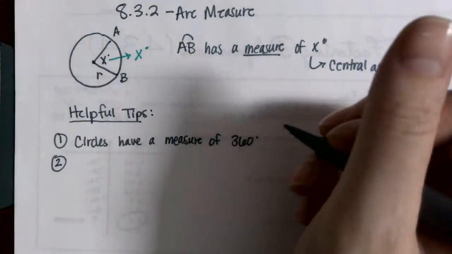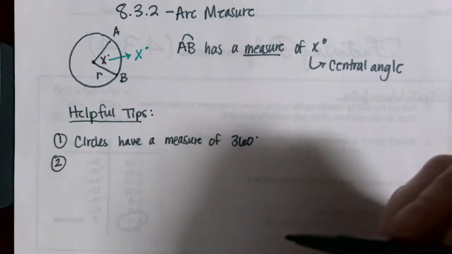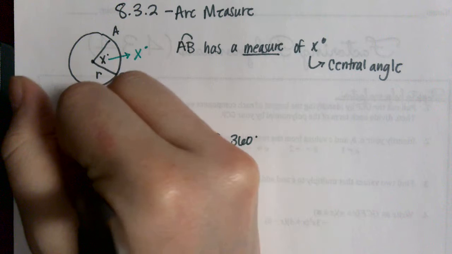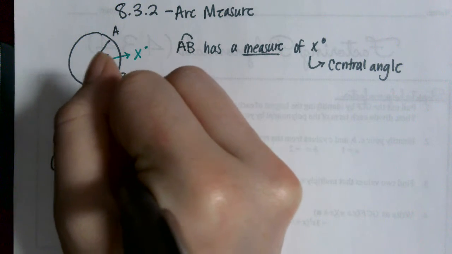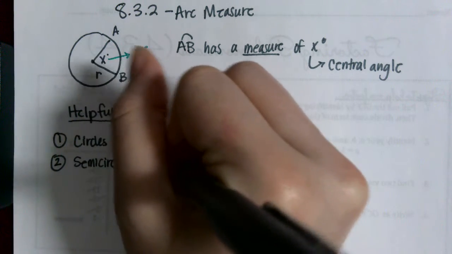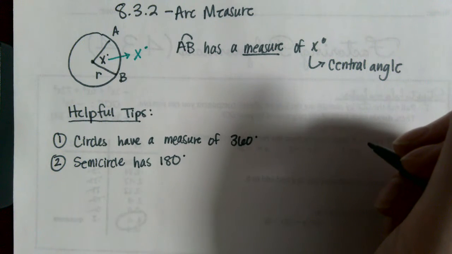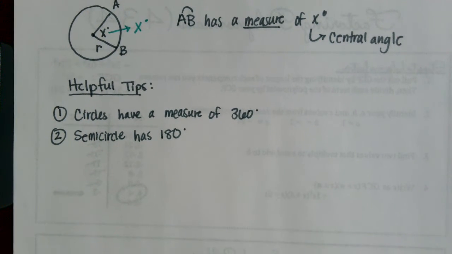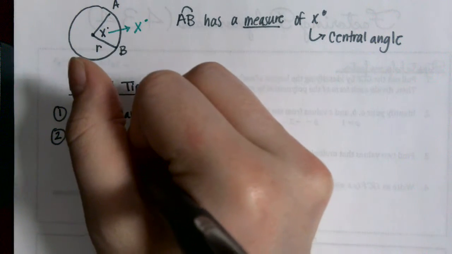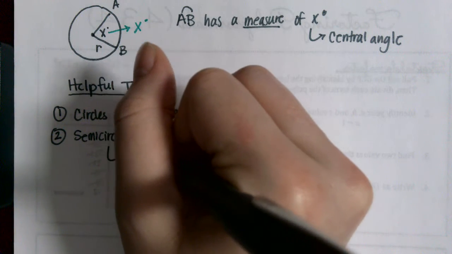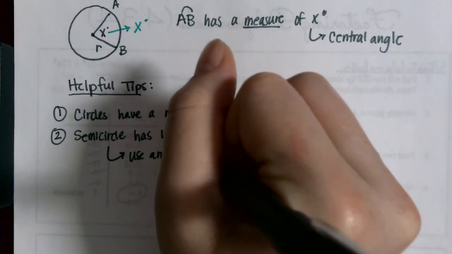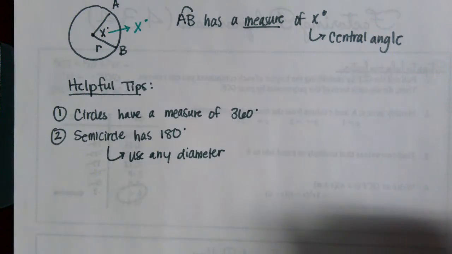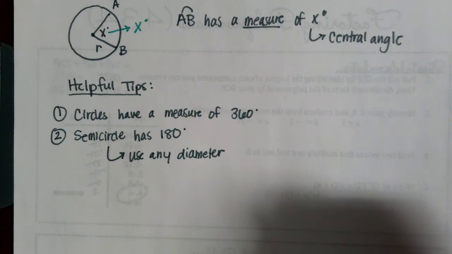We're also going to lean on semicircles pretty heavily, so it's helpful to know the full circle, but then knowing that a semicircle has 180, that's super helpful for us. We can use that to our advantage, and we use that a lot. And to find a semicircle, we use any diameter. So if there's a diameter that goes all the way across, that cuts it in half. That means one side is a semicircle, the other side is as well.